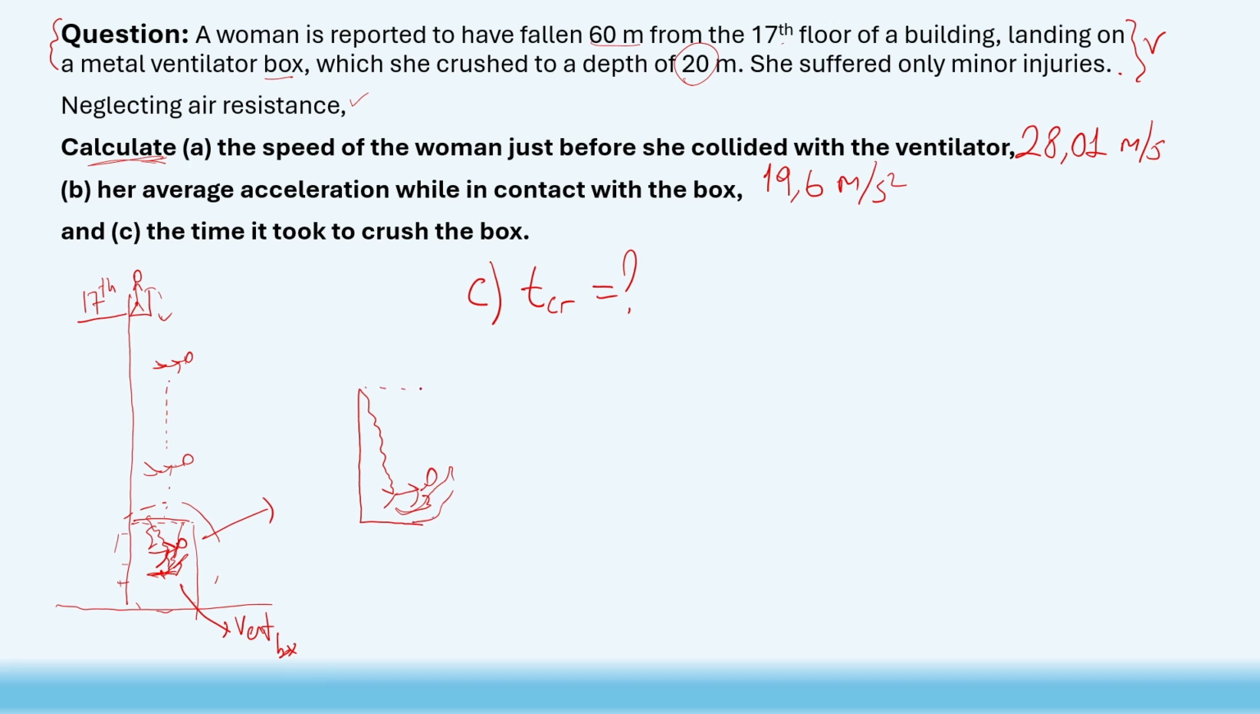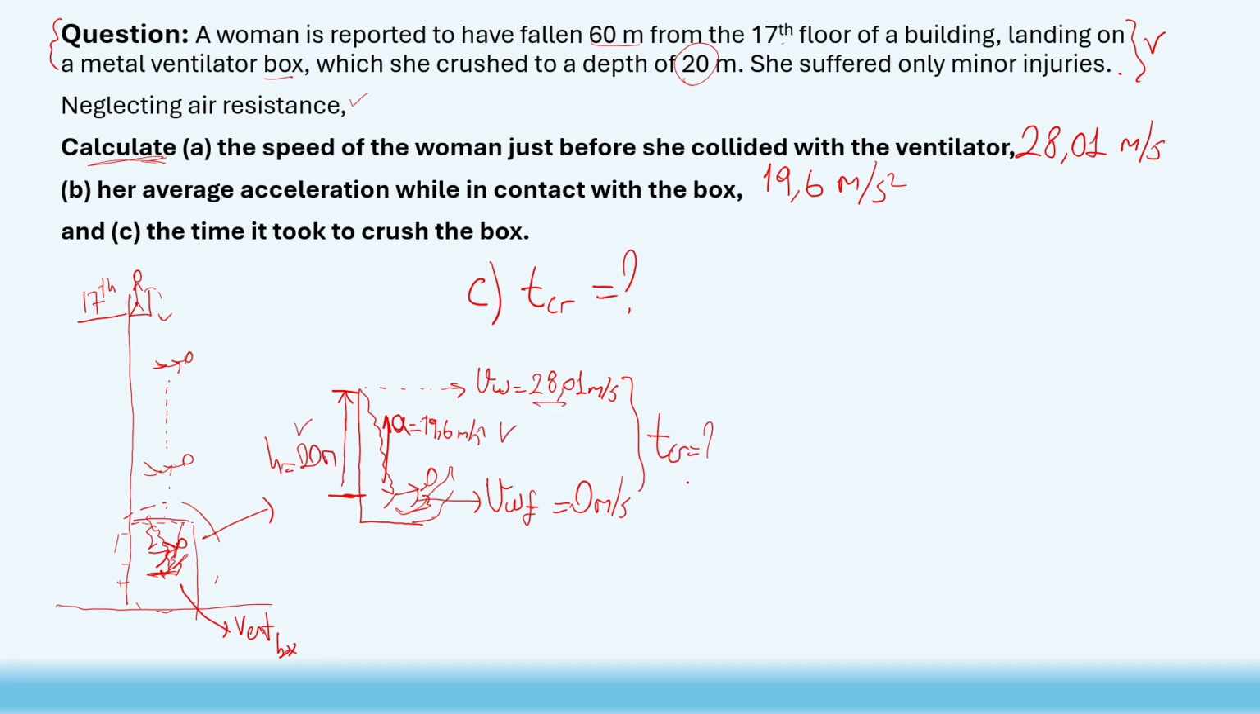We had calculated the pre-collision velocity, so we know this. Its value is 28.01 meters per second. We also found the acceleration value during the collision, and the value was 19.6 meters per second squared. We also know the final velocity after the accident. The final velocity is 0 meters per second because the woman is stopping still. The height of the ventilator box was also 20 meters. The duration of the accident is being asked.